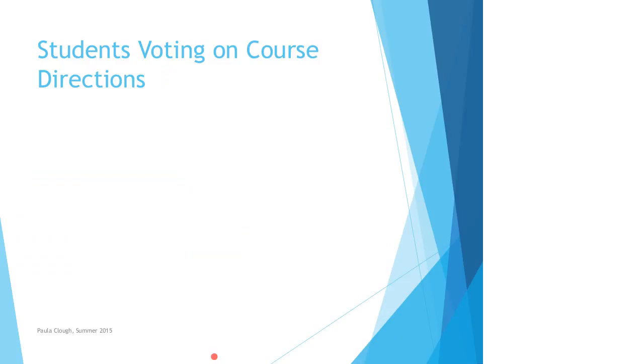Also, another thing is voting for course direction. Yes, 2.8 does have the multiple selection choice in there.